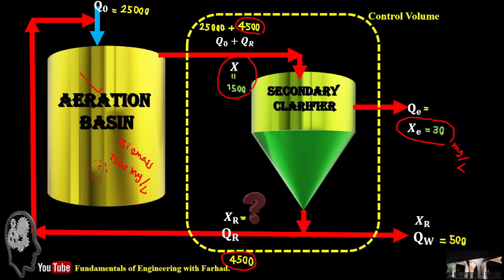We do not know what XR or XW is, and also we do not know what the Q of effluent is. So we have to calculate QE and then XR, and plug it back into the SRT calculation. Let's see how we can do that.